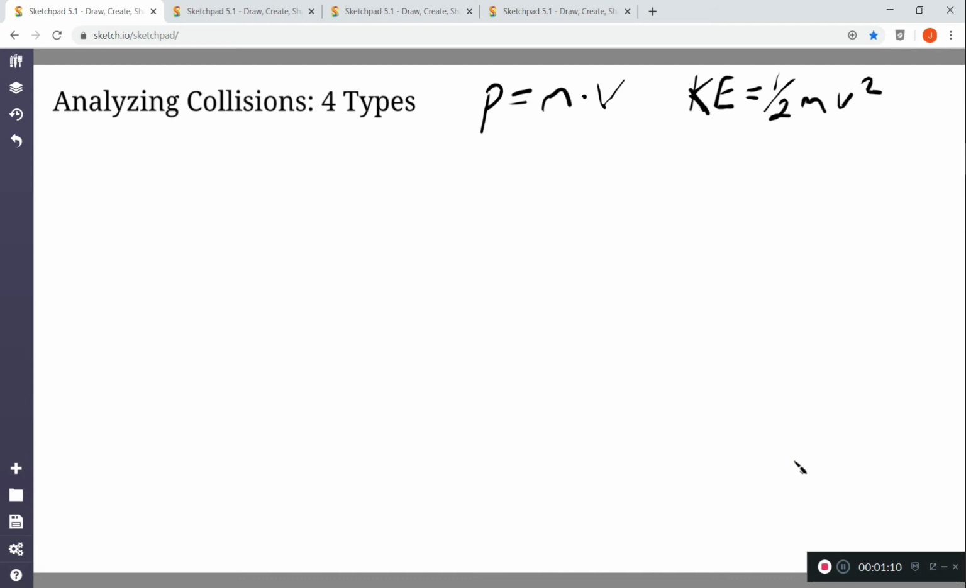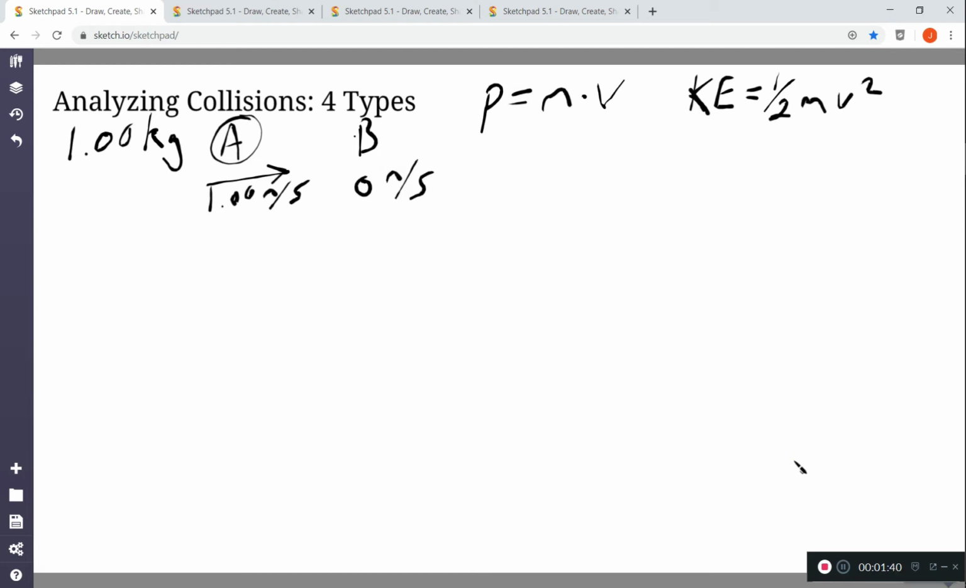So we're going to look at 4 cases here. In every one of these cases, we're going to have ball A striking ball B. Each of the balls is going to be 1 kilogram. Initially, ball A is going to be traveling at 1 meter per second, and ball B is going to be at rest. Before we go into that, let's talk about the initial kinetic energy and the initial momentum of this system.